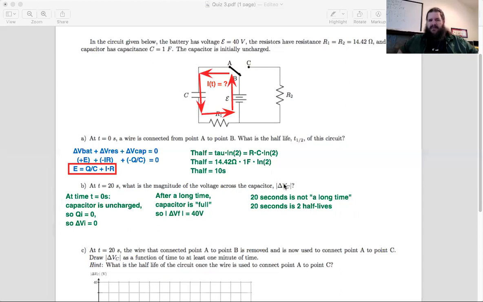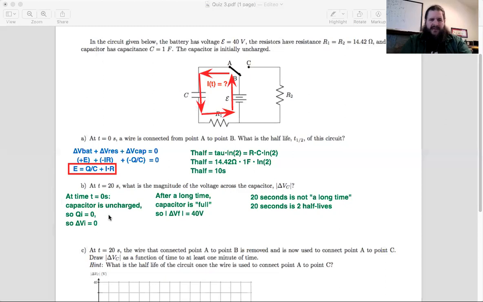And also, what should we expect to happen to the voltage of the capacitor? Increases. It's going to increase. Specifically, it's going to increase halfway towards the asymptote. So at time 0, we've got no voltage on the capacitor. After 1 half-life, we should expect to go halfway from 0 towards 40.